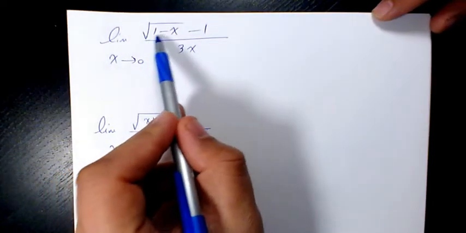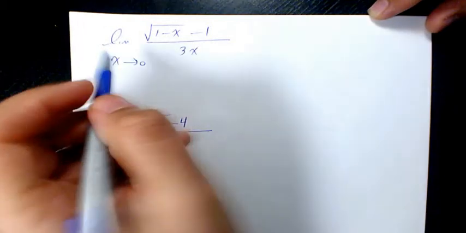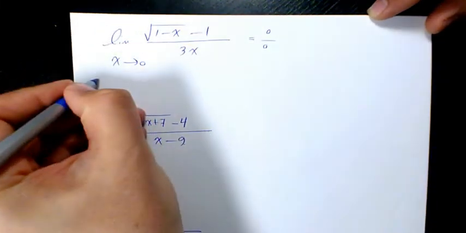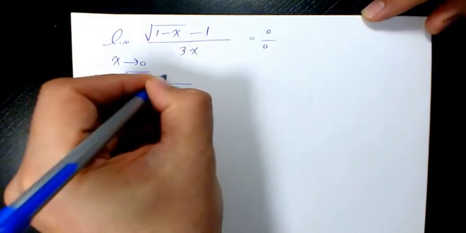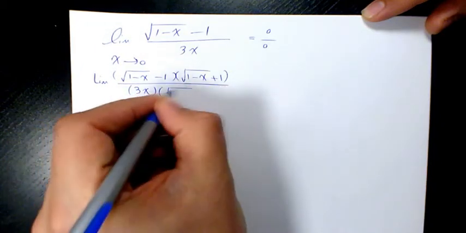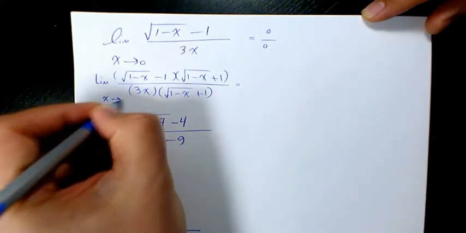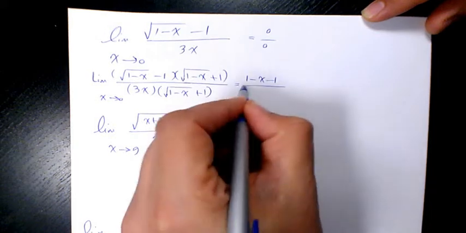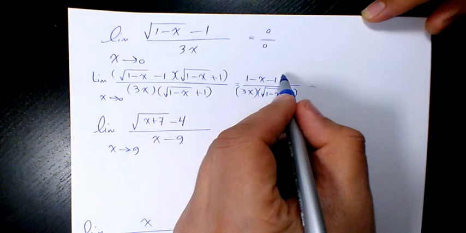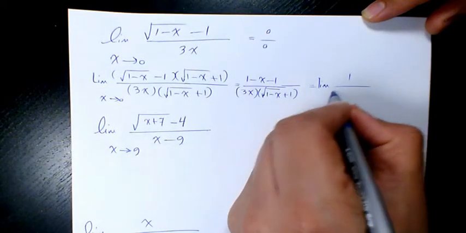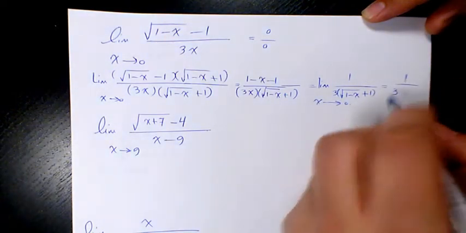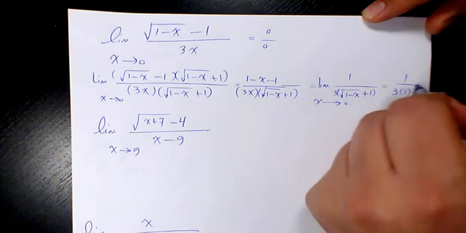Next one is the limit of square root of 1 minus x minus 1 over 3x. So that's going to be 1 minus 1, 0 over 3 times 0, 0. So that's going to be, again, the limit of square root of 1 minus x minus 1 over 3x times square root of 1 minus x plus 1 over square root of 1 minus x plus 1 when x approaches 0. That's going to be 1 minus x minus 1 over 3x times square root of 1 minus x plus 1, which will be, these two cancel out, x and x cancel out. It's going to be 1 over 3 times square root of 1 minus x plus 1 when x approaches 0, which is going to be 1 over 3 times 2, which is going to be 1 over 6.